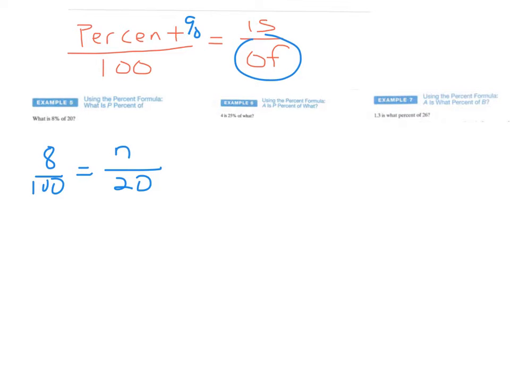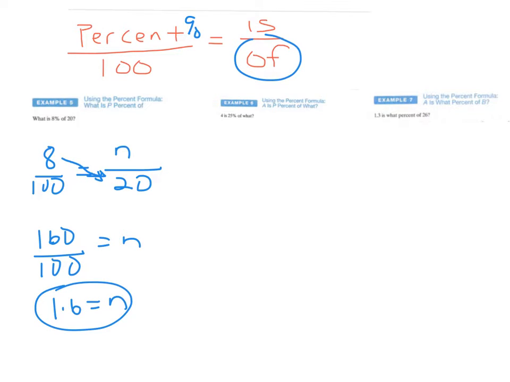Now we're going to do the cross multiplying and divide, and all we're doing is the two numbers that are diagonally from each other, I'm going to multiply, which is 160, and I'm going to divide by the other number to get n. So in this case, I get 1.6 as n, after doing that in my calculator.